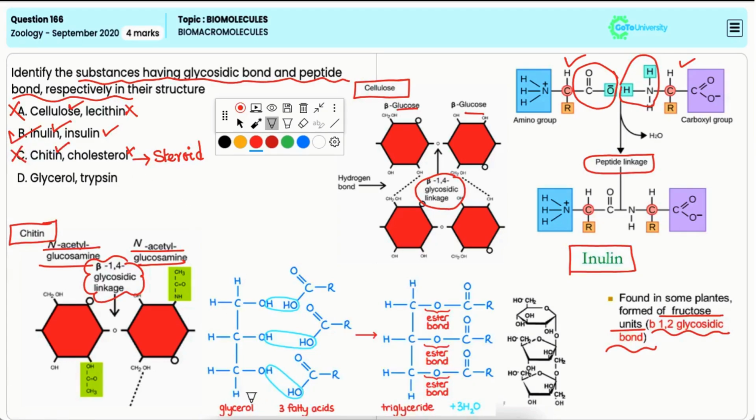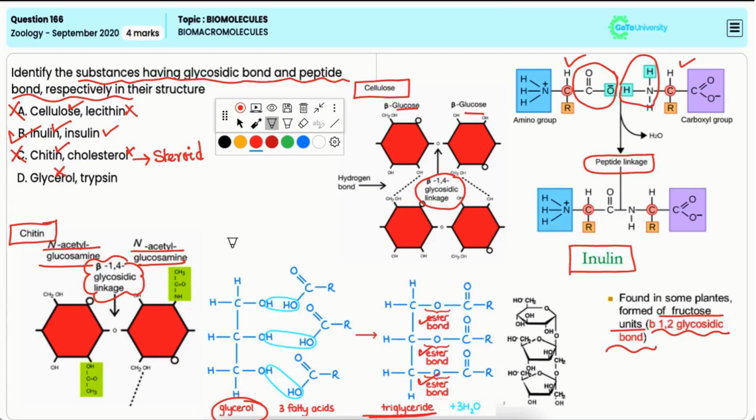Now, glycerol is the backbone of triglycerides and phospholipids, but it doesn't have glycosidic bonds. And it is involved in ester bonds when it forms parts of fat. So it doesn't fit with the glycosidic bond or the peptide bond that is in the question.